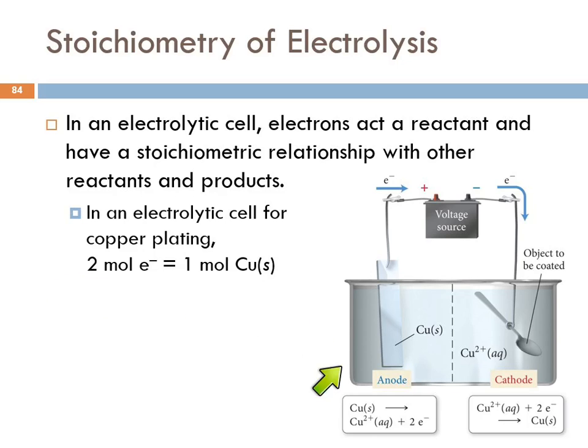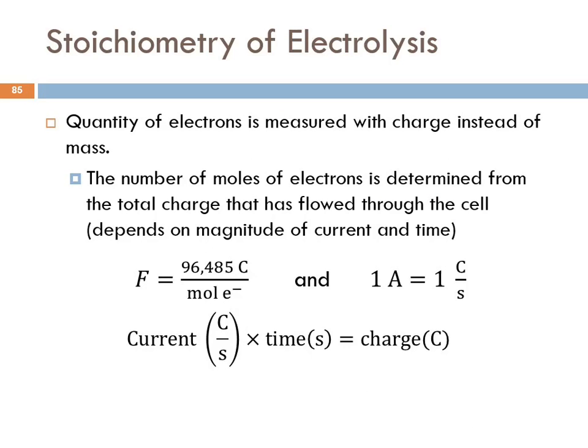So if it's 2 electrons for every atom, then it's 2 moles of electrons for every 1 mole of copper, and that's stoichiometry. Well, in stoichiometry, we often measure things in mass, right? We weigh stuff out on the balance, and we can figure out the product that we're supposed to get and the amount of the theoretical yield and all that kind of good stuff.